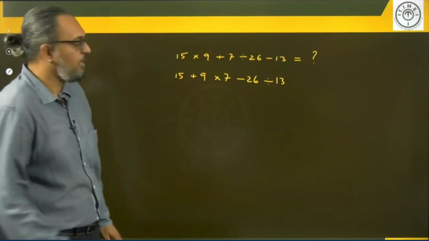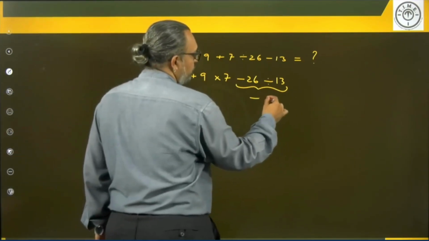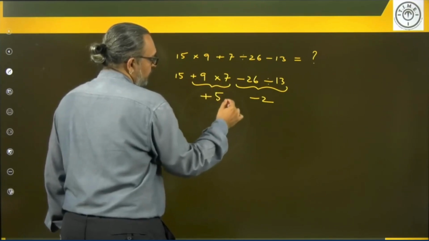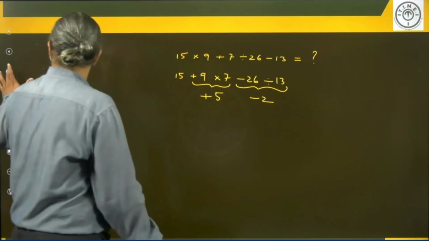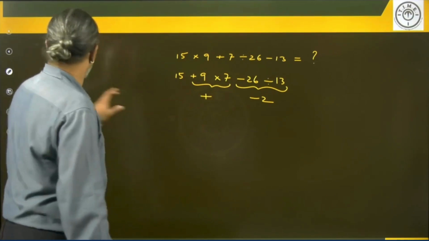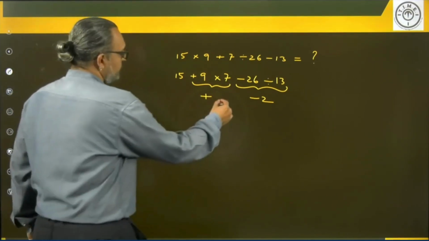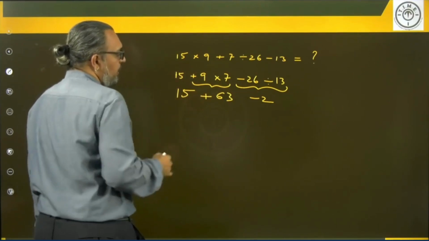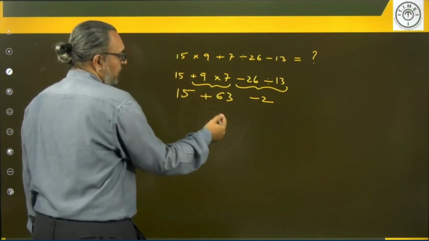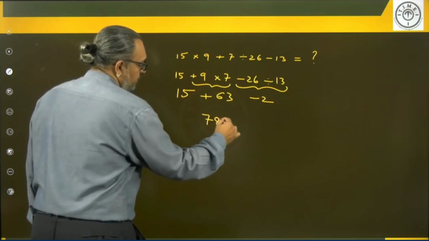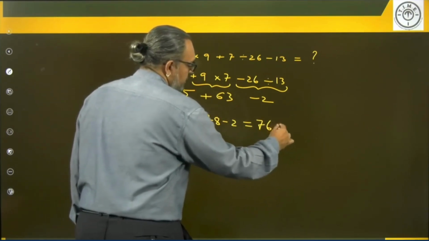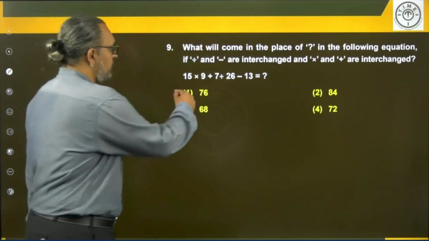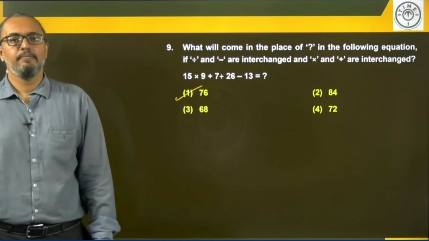So, how much is this? First is the division. So, you get negative 2 here, and then is the multiplication plus 63, and then 15. That will be plus only. So, here we are going to get 78 minus 2. So, basically my answer is 76, and 76 is available in choice 1.